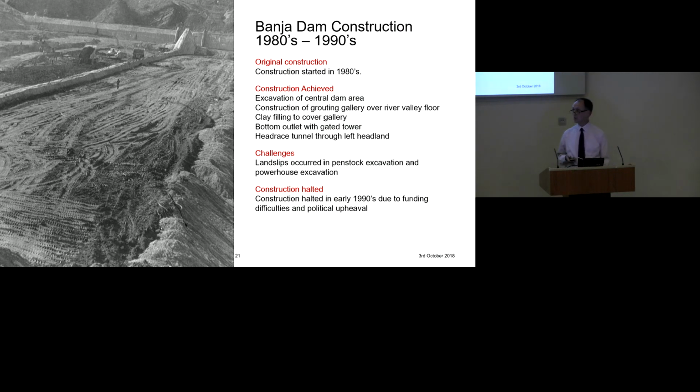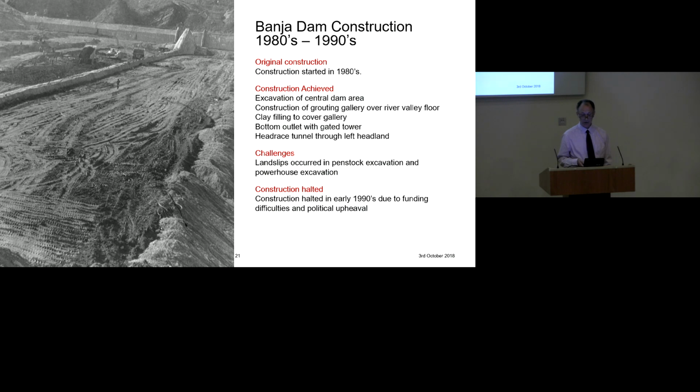They constructed a bottom outlet with a gate tower so they could control the flow upstream, and they built the cofferdams upstream and downstream as well. On the left side of the job, they managed to get part of the head race tunnel constructed and through the headland to start the head race arrangement there as well. But they had a number of challenges, landslips, particularly in the area of the surface penstock. They created a large landslip there, which they had to deal with.